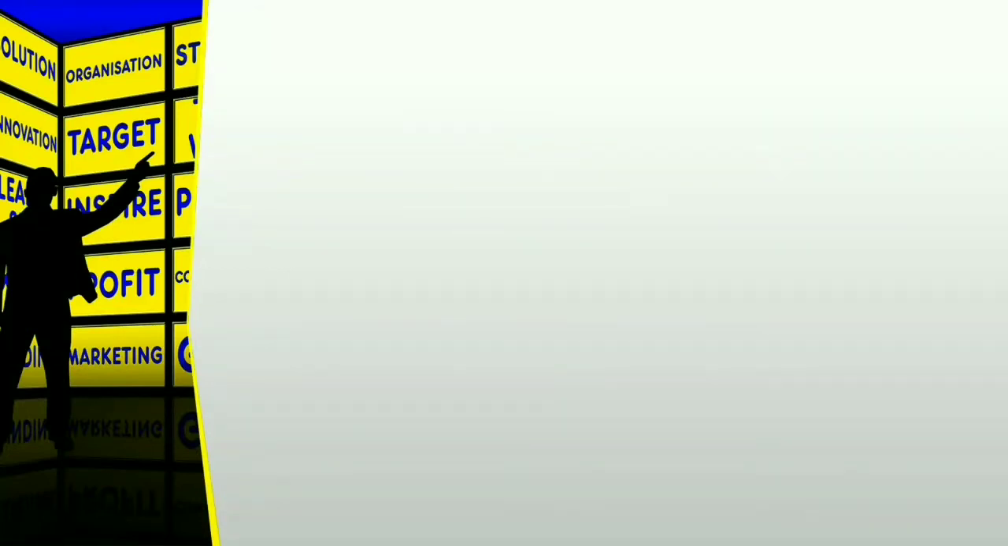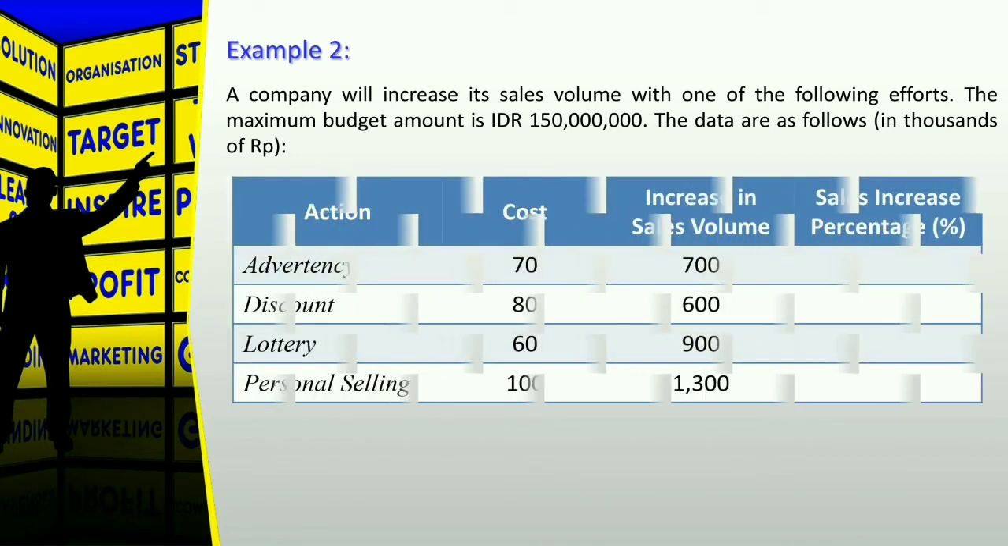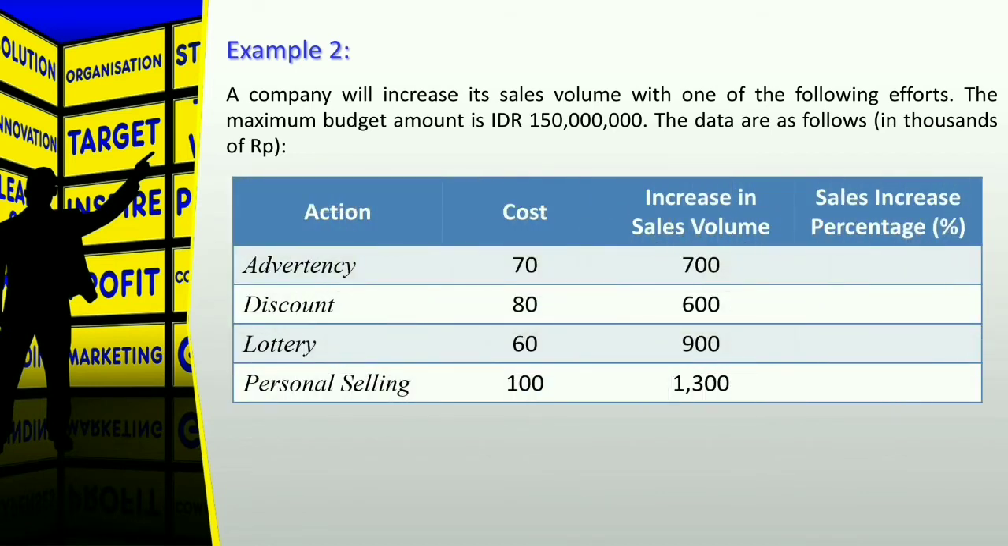And now we go next to the second example of single purpose decision making. Example 2. A company will increase its sales volume with one of the following efforts. The maximum budget amount is 150 million Indonesian rupiah. The data are as follows, in thousands of rupiahs. Okay, as you can see on the table, the actions consist of advertising, discount, lottery, and personal selling.